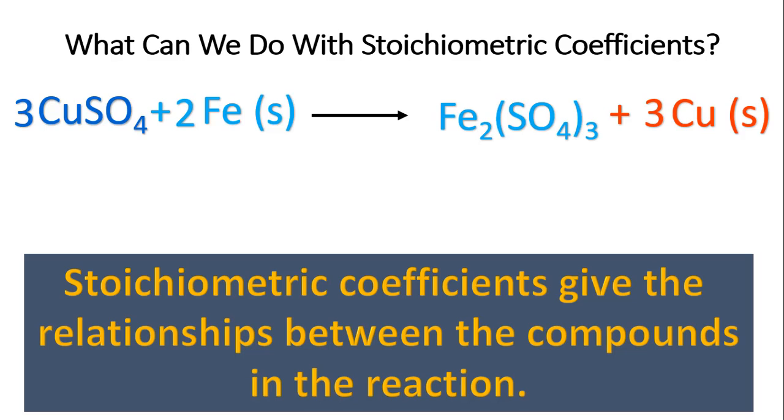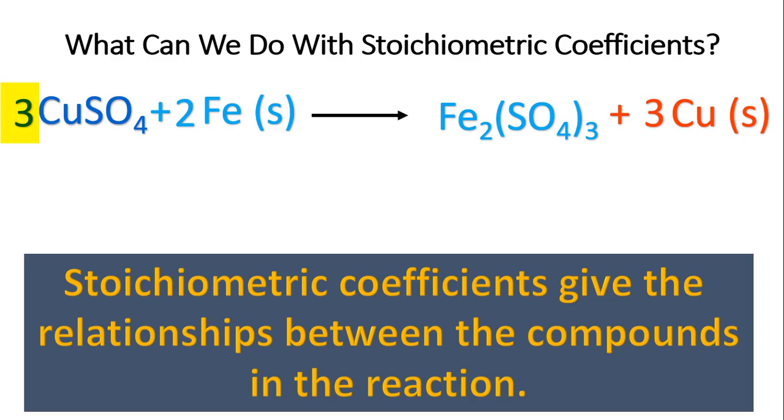All right, so what can we do with these numbers? These numbers that are in front of these compounds or elements are what we call stoichiometric coefficients, right? And stoichiometric coefficients give us the relationship between the compounds in the reaction, right? The stoichiometric coefficients tell us the ratios of the different compounds, right?